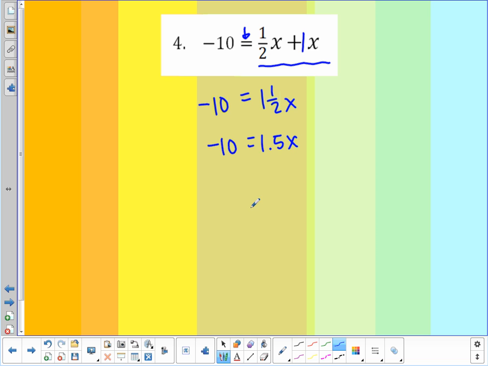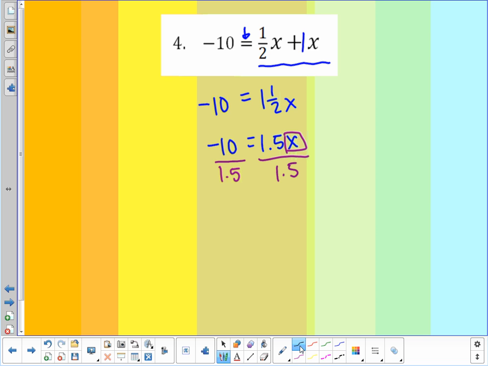Then the only other thing I need to do, there's no constant to get rid of, because if I look over here with the 1/2 x where I'm trying to solve, this is my goal. So there's no constant that's being added or subtracted out here, so there's nothing that I need to move over to the other side. I go straight to the one with dividing by the coefficient. So I'm going to divide by 1.5.